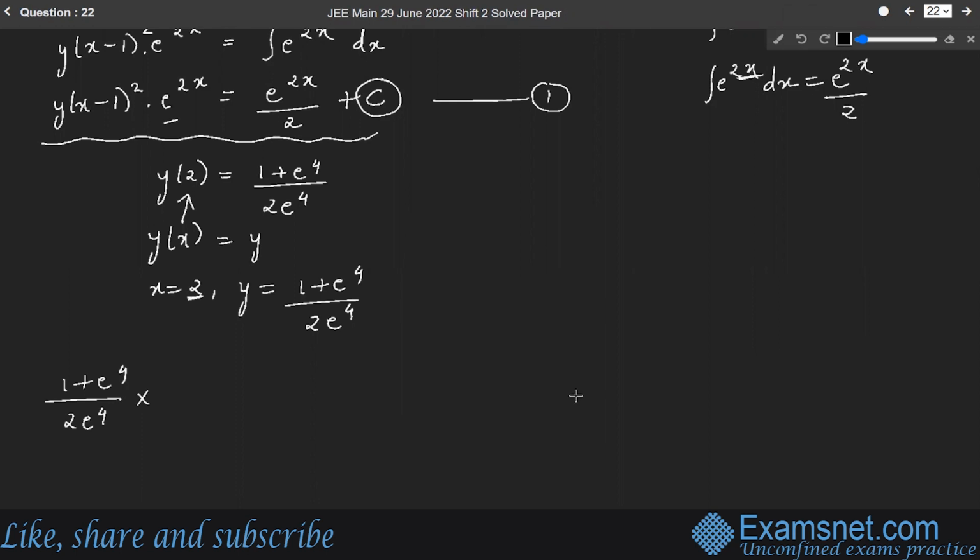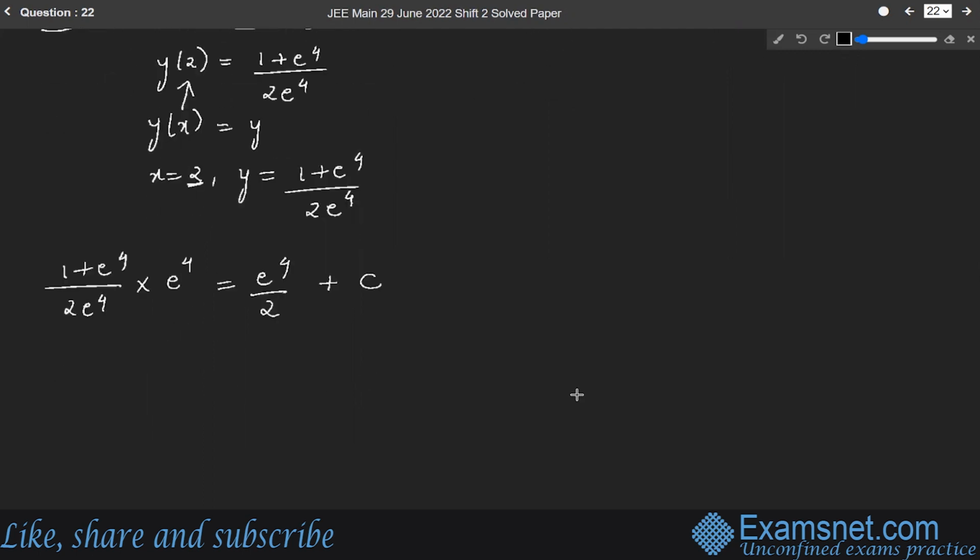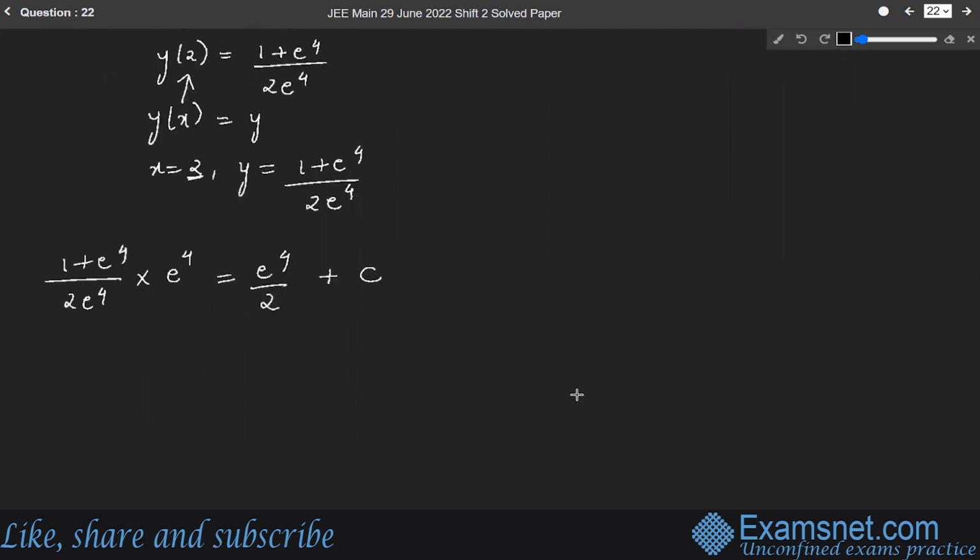Then we have e power 2x. So e power 2x means 2 into 2, so e power 4. This will be equal to e power 2x, again 2x means 2 into 2, so e power 4 divided by 2 plus c. All right. So from here we will have (1 + e^4)/2 into e^4 multiplied by e^4 is equal to e^4/2 + c.